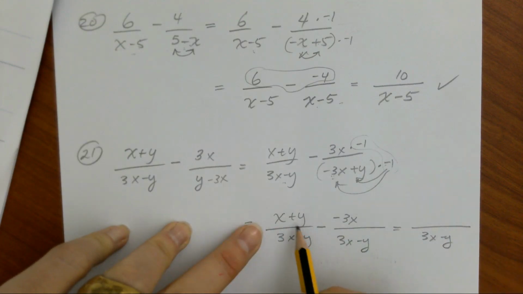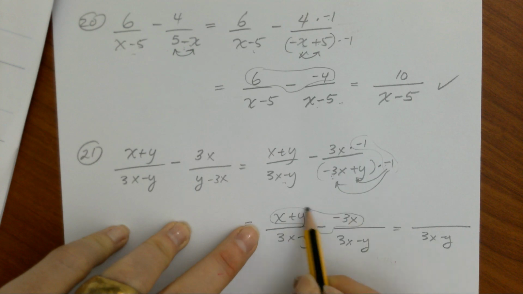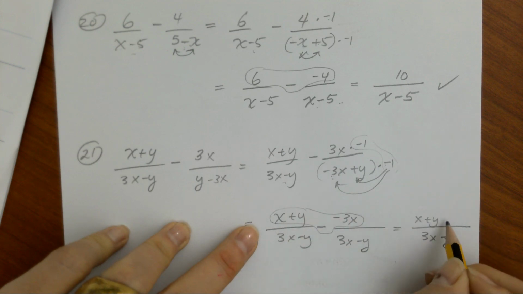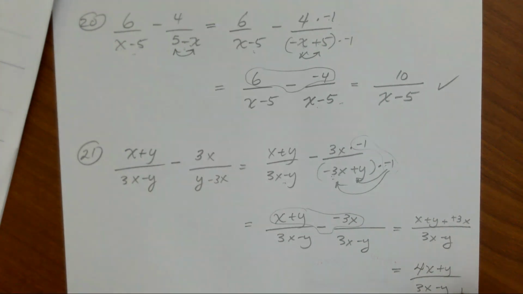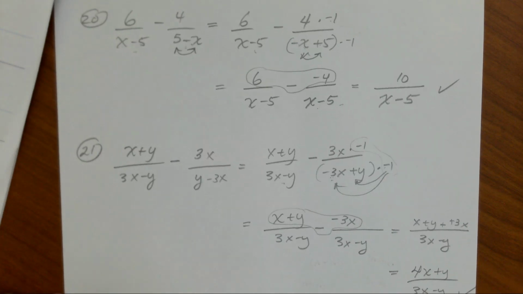And then I just subtract. So it's x plus y, subtract a -3x. And negative becomes a positive. So I have 3x plus x is 4x plus y. There. Done. Let's look at question 22.